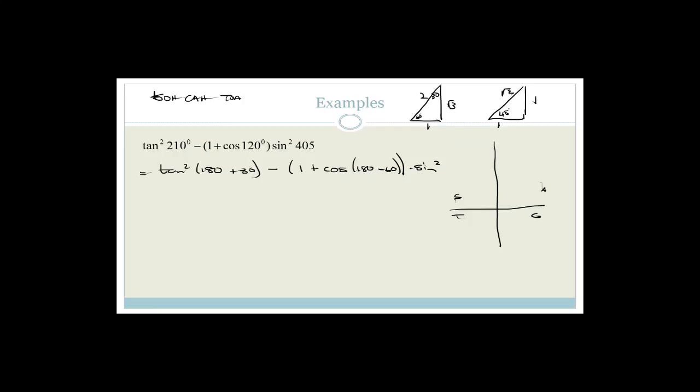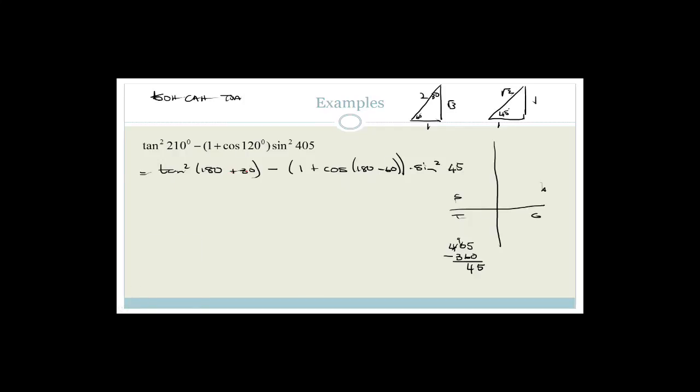Okay, so let's take this nice and slowly. If we've got 405, we minus 360 because it means we've gone all the way around, okay? We've gone back. So that becomes 45. Aha, so that's sine squared 45. Okay, so now let's use our CAST diagram.